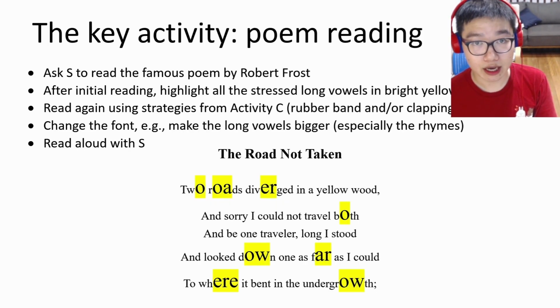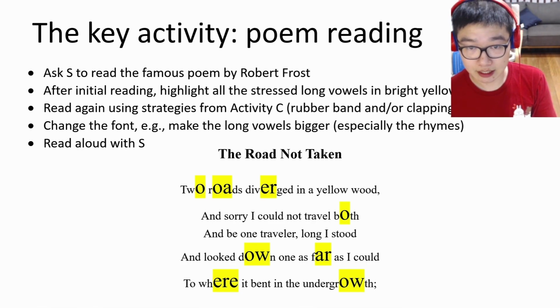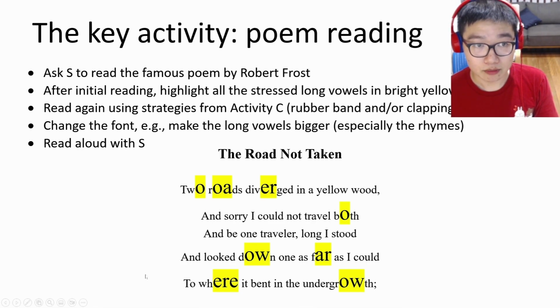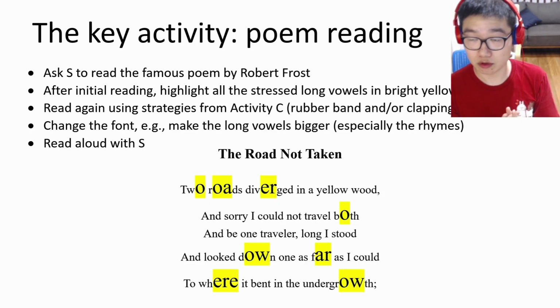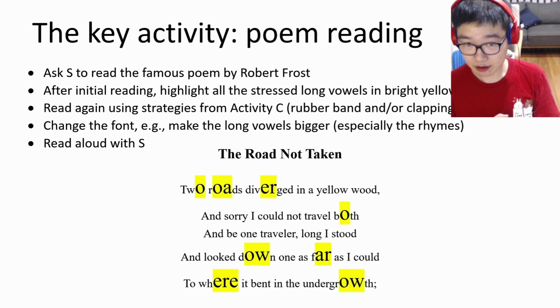Okay, so for the key activity poem reading, students are asked to read the famous poem by Robert Frost. After initial reading, they're asked to highlight all the stressed long vowels in bright yellow, like these shown below. They then read the poem again using strategies from activity C, which is using rubber band or clapping or the kung fu movements, so that they can really put everything they've learned into practice.